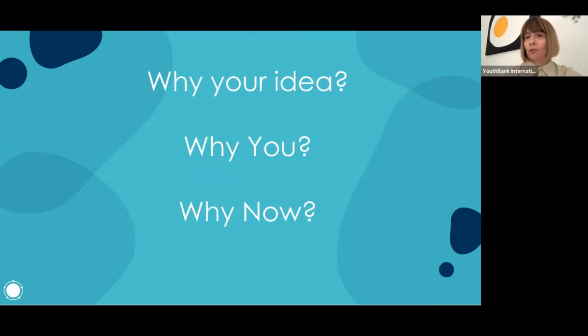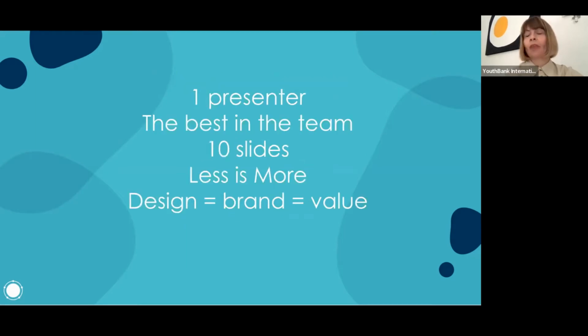Also, you have to transfer some information about why your idea and not anyone else's, why you as a person or as a founder or as a team, and why now? Why is now the right time to start this, and why this is the best, not only time, but also the place for it. When you present your idea, usually, which is not a rule, the advice is to have one presenter, and that should be the best presenter in the team, no matter the background of that presenter or role in a team.